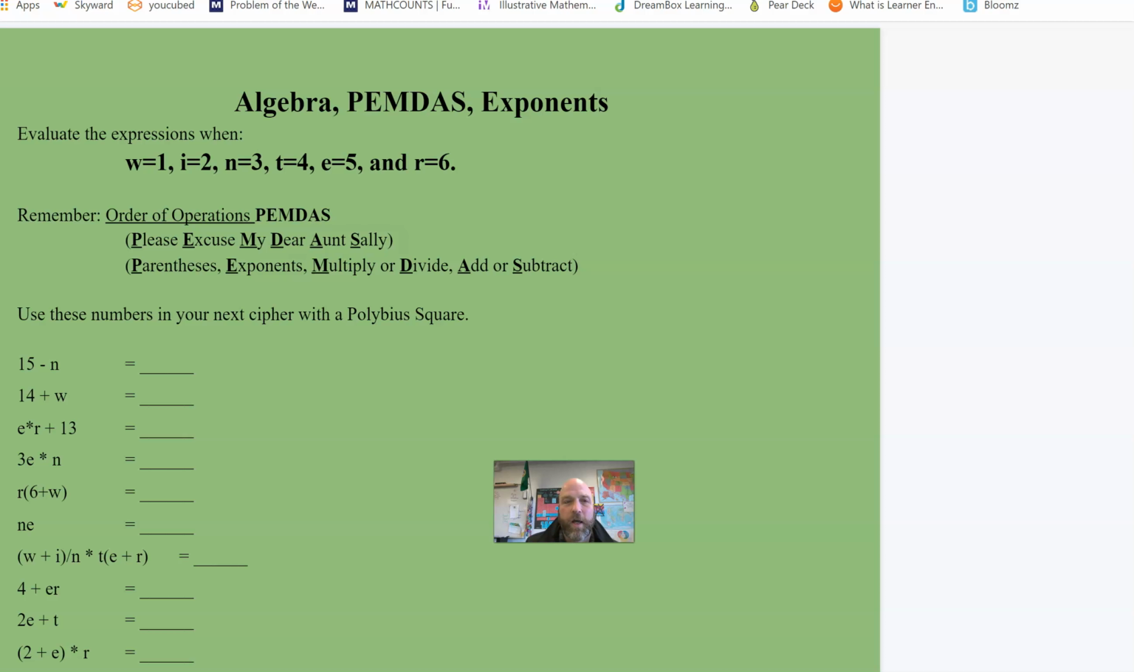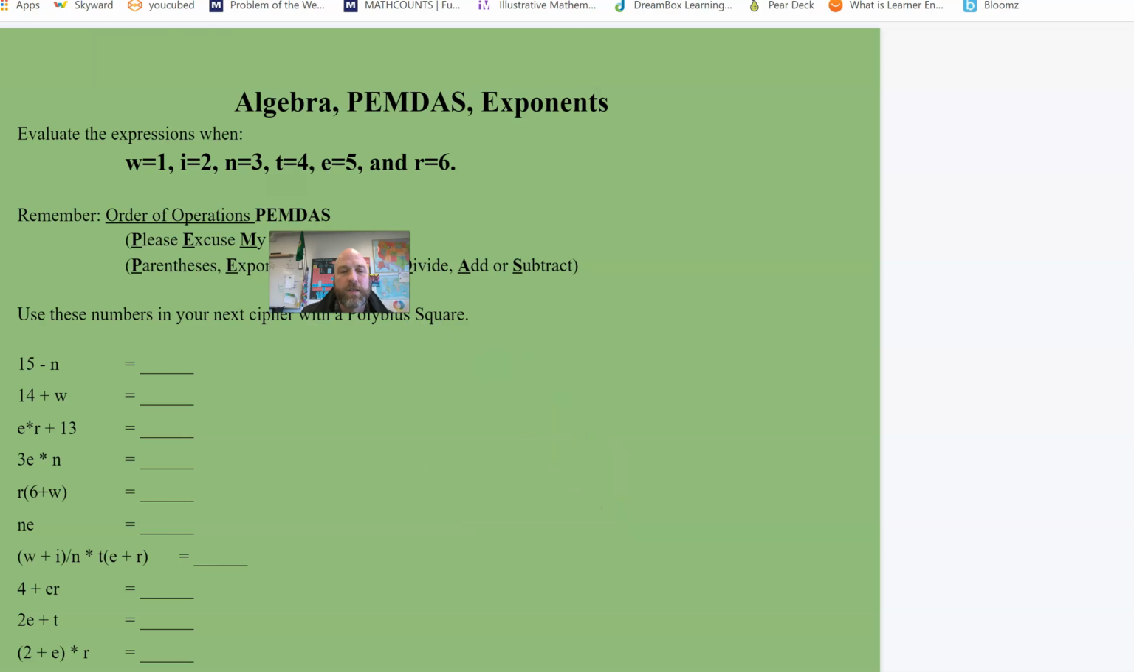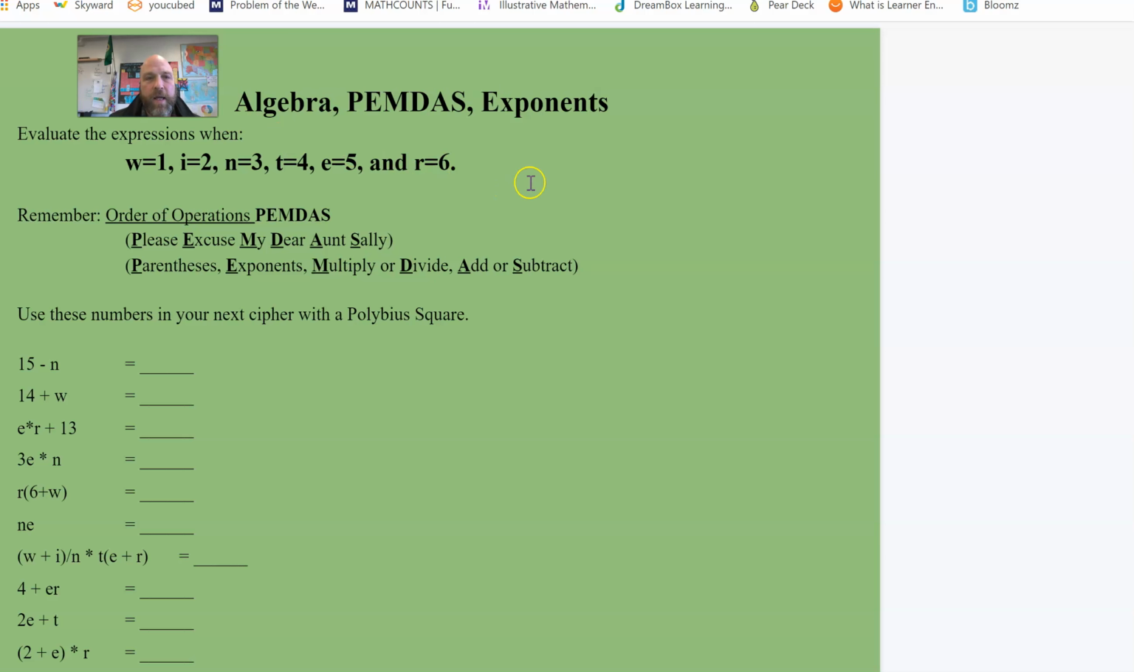So I hear you asking yourself, well, Mr. Brennan, what does that have to do with us? Well, this is our work for today. We're going to talk about algebra and PEMDAS and exponents. So evaluate the expressions when W is 1, I is 2, N is 3, T equals 4. So I'm going to substitute these letters for those numbers. So if I have 15 minus N, that just means 15 minus 3. So the number would be 12.